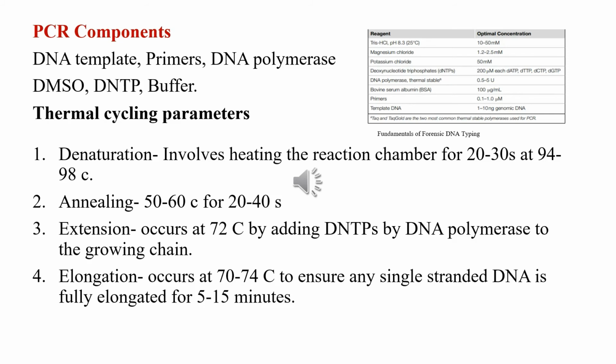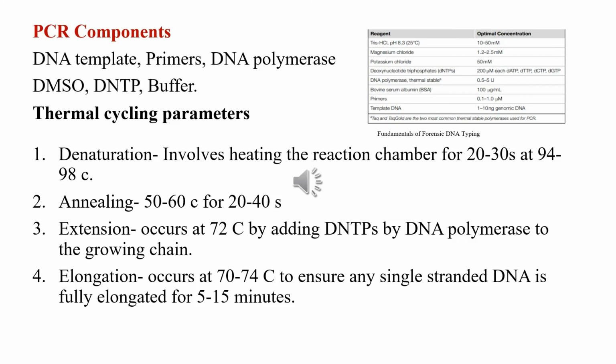Denaturation is the first step. This process involves heating the reaction chamber for 20 to 30 seconds at a temperature of 94 to 98 degrees Celsius. Annealing takes place at a temperature between 50 to 65 degrees Celsius for 20 to 40 seconds, in which the primer anneals to the DNA, introducing new DNA strands.